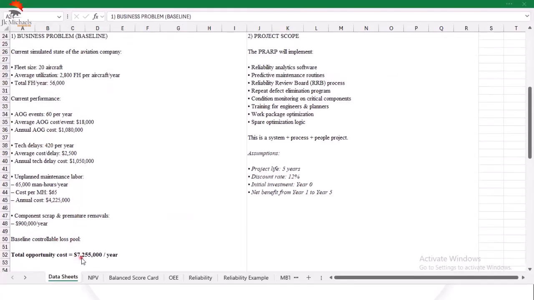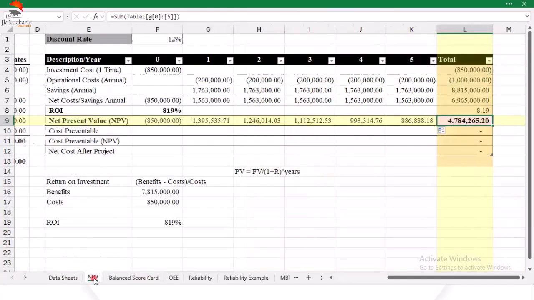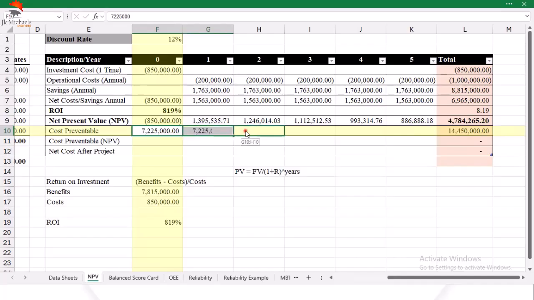But we have 7.225 million, or 7,225,000. So let's get in here and write, and it's per annum. So we have 7,225,000. That's the amount, the cost that we could have prevented. Now, this is what this would have cost us all the while.